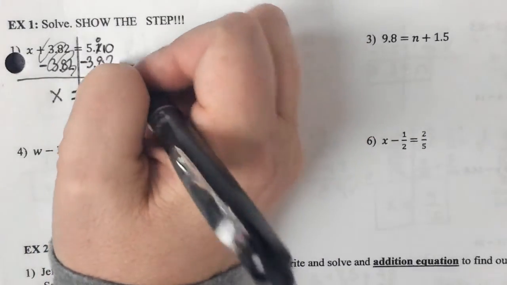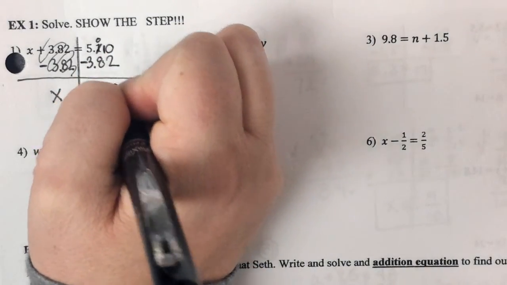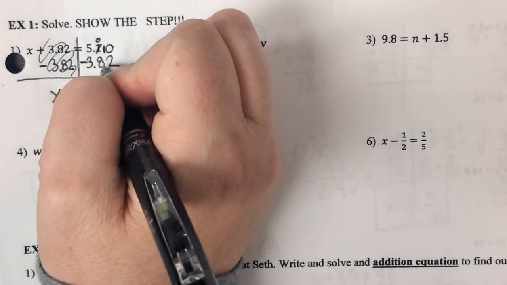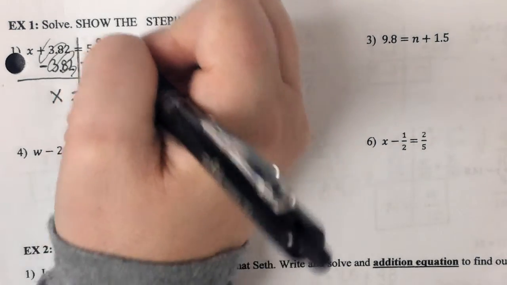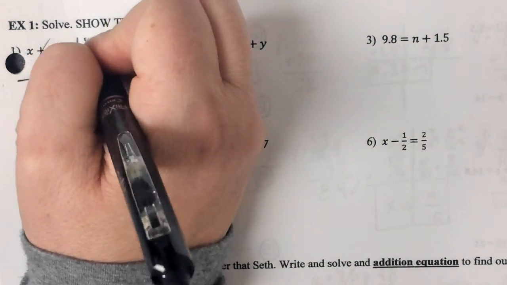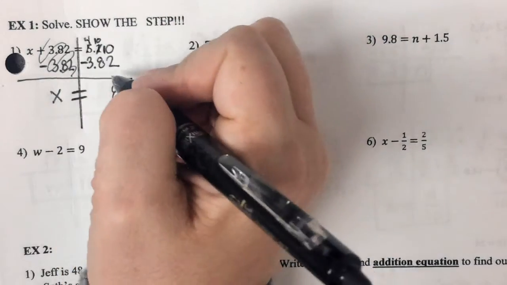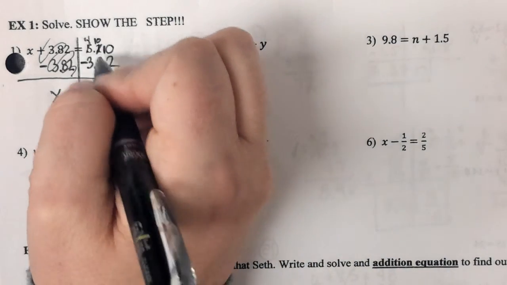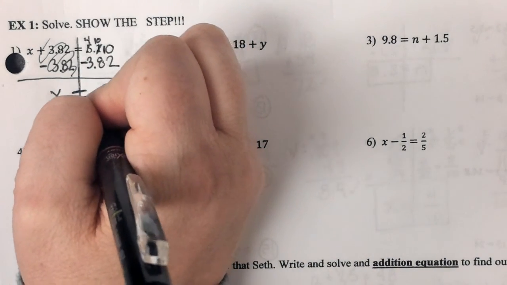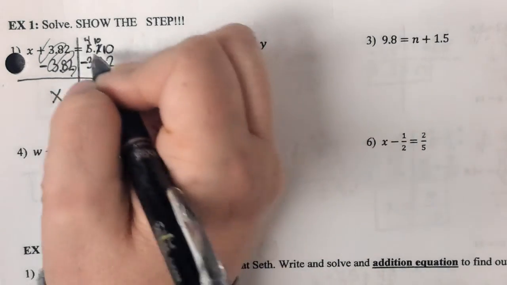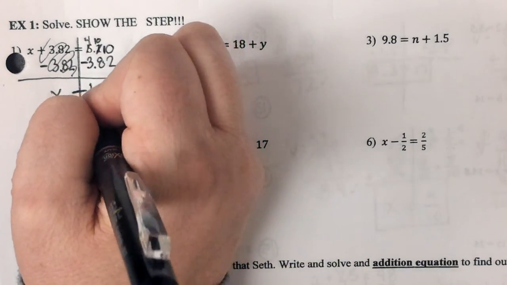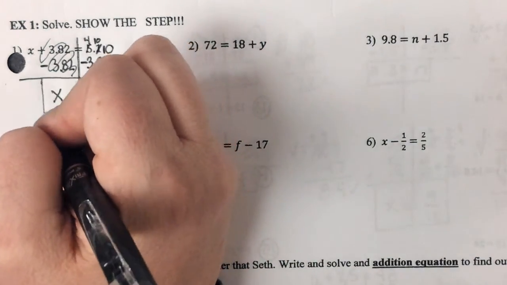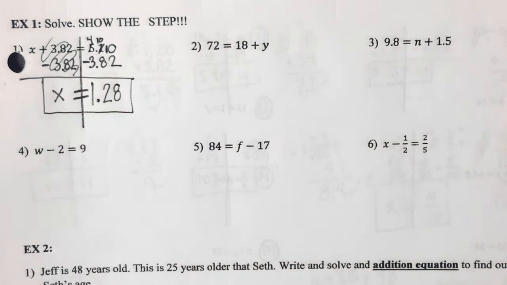All right, let's do 10 minus 2, which is 8. 0 minus 8? Can't do it, so let's borrow. 5 becomes 4, and now it's 10 minus 8, which is 2. Remember, we lined up those decimals. Keep them in line. Bring it down. And then 4 minus 3 is 1. So for my answer, I just found out that x equals 1.28. Do y'all agree? All right.